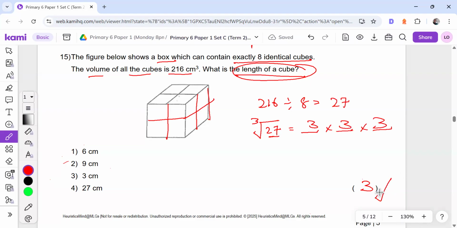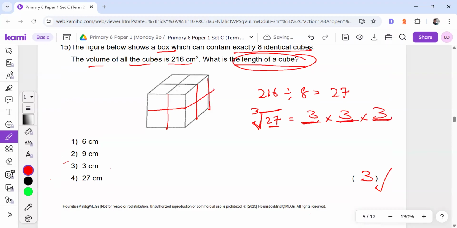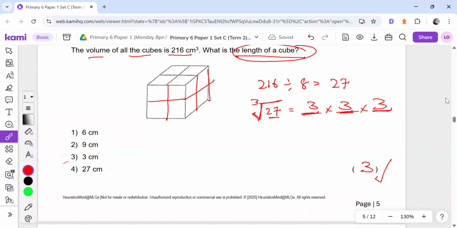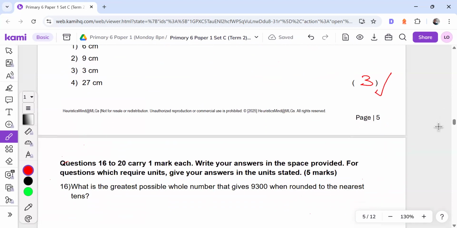All right. So that's a cube root. You do that when you are using a calculator. If you are not using a calculator, you will have to guess and check what times what times what equals the volume. Okay, clear so far? Okay, let's go to the next one.